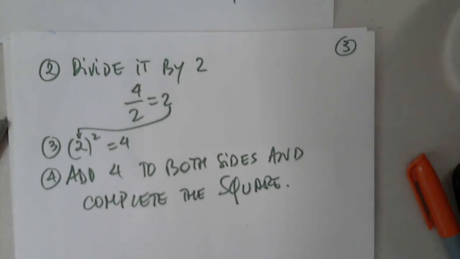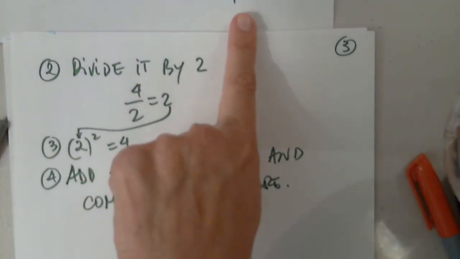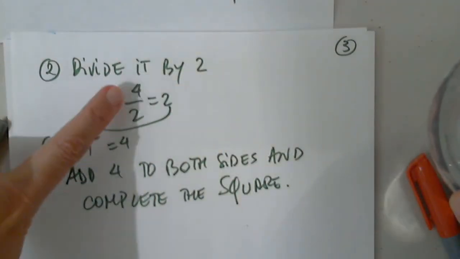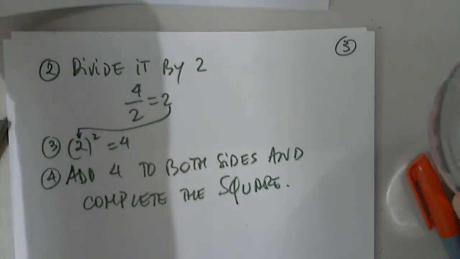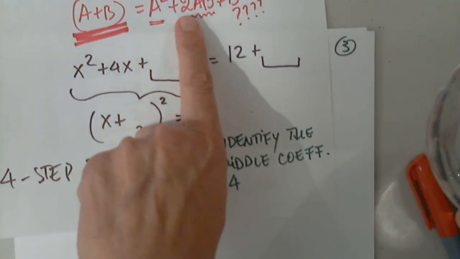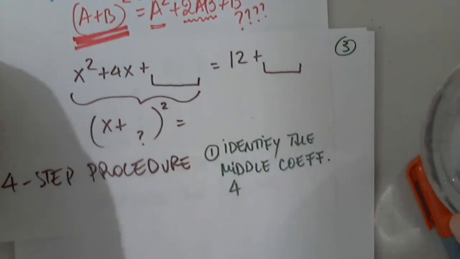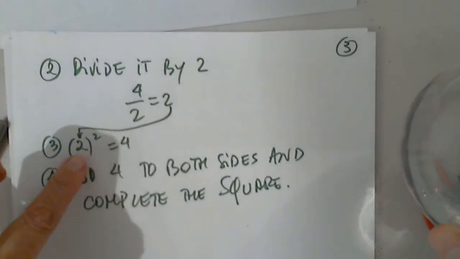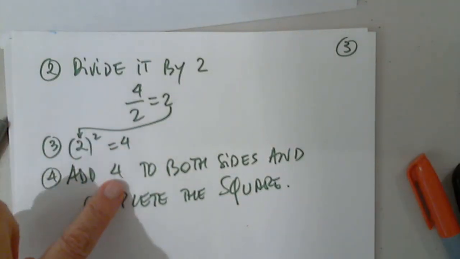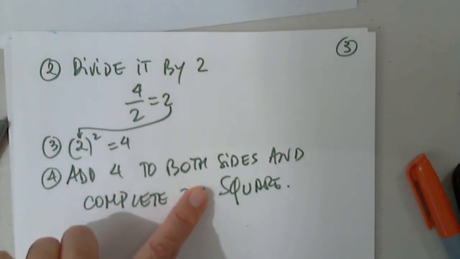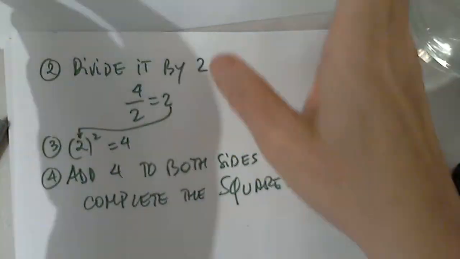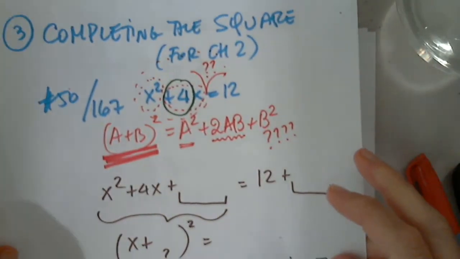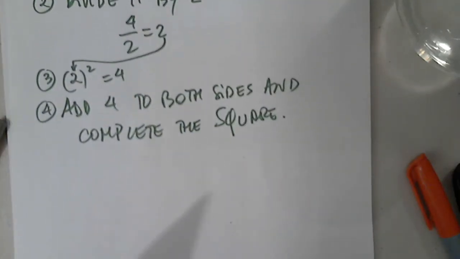So first step, identify the middle coefficient. Step 2, divide it by 2. Why 2 and not 5 and not 10? Because of this coefficient. I'm dividing by it. I square the result. I get 4. And then add 4 to both sides. Now, I'm coming back. Let me give you a second to write this down.